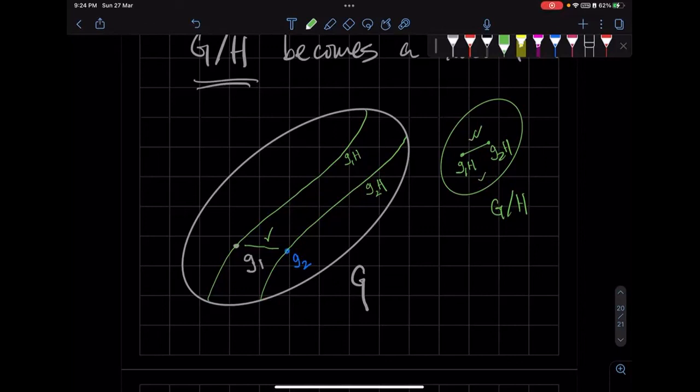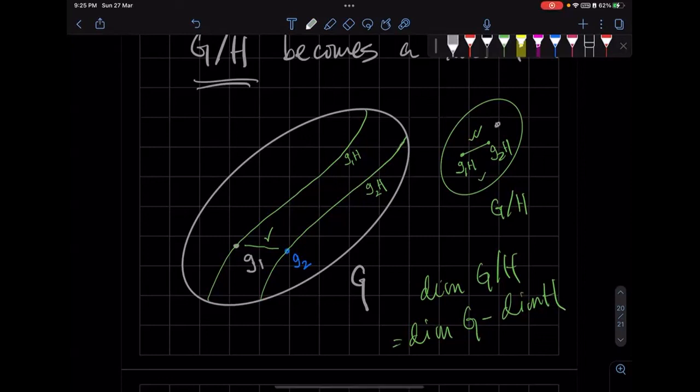Okay. Would this second manifold be like a discrete set of points though? No, it'll still be a manifold, but its dimension would be reduced. The dimension of G over H would be the dimension of G minus the dimension of H, because every point over here corresponds to a higher dimensional object over here, right? These are all equivalence classes.